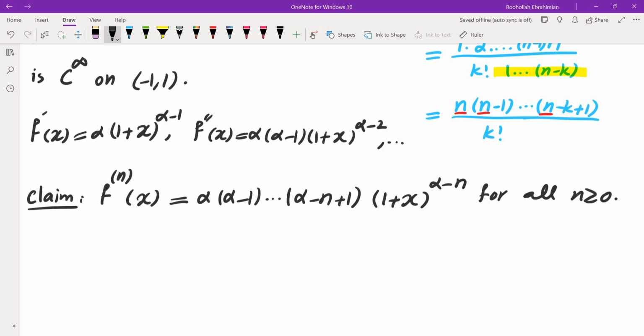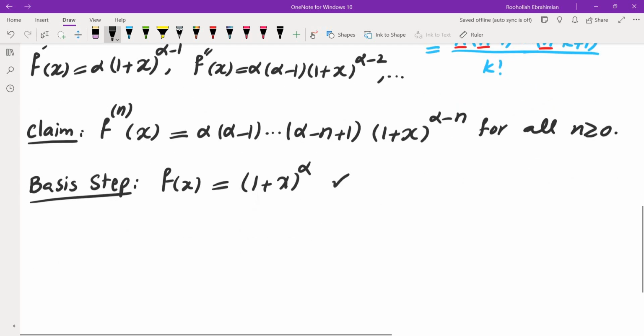So the basis step would be: f of x is equal to, since n is 0, the product of alpha all the way to alpha plus 1. So there's nothing here. So this would be just (1 plus x) to the power of alpha, which makes sense. Inductive step.